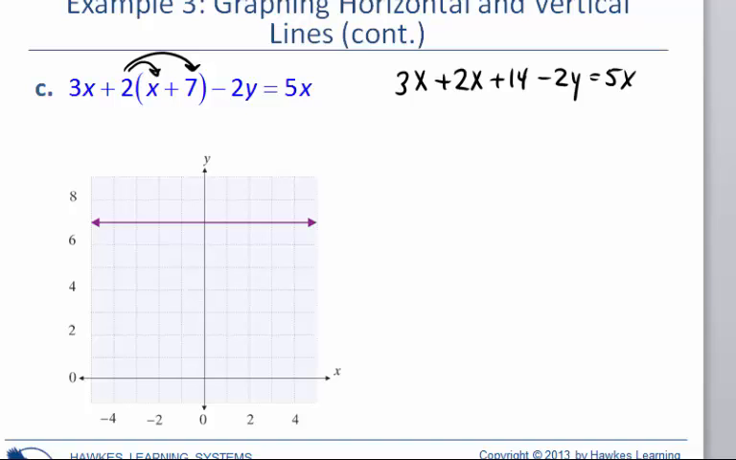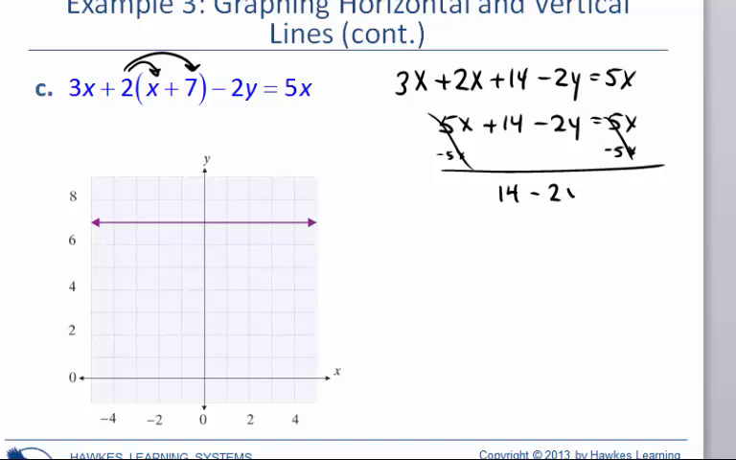And then we're going to combine the x's, so 3x plus 2x is going to give me 5x plus 14 minus 2y is equal to 5x. When we subtract the 5x from both sides, we see that it falls out completely, leaving me 14 minus 2y is equal to 0. Solving for y, I'm going to subtract 14 from both sides. So negative 2y is equal to negative 14. And then as a final step, divide by negative 2. So we have y is equal to 7.